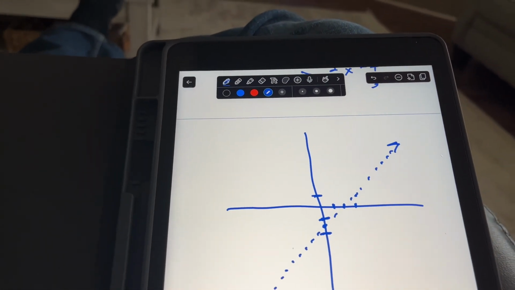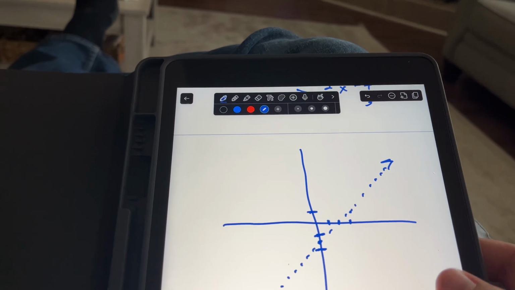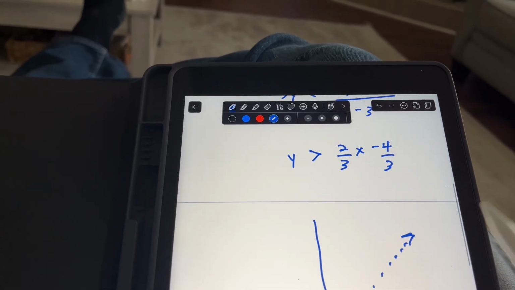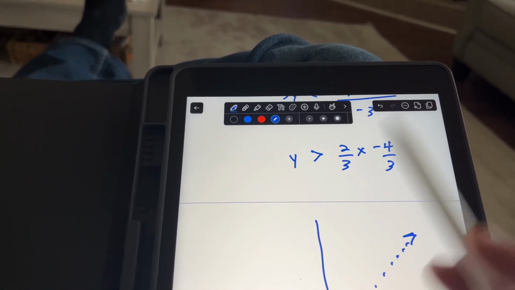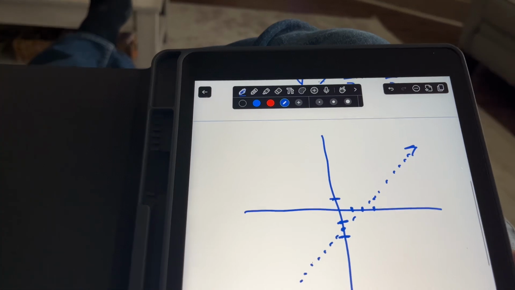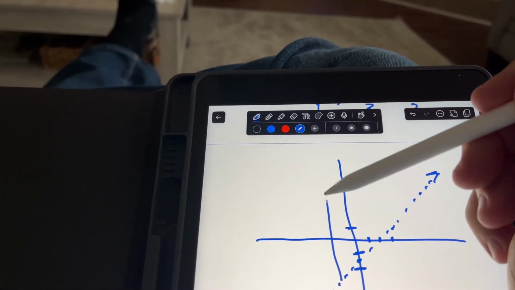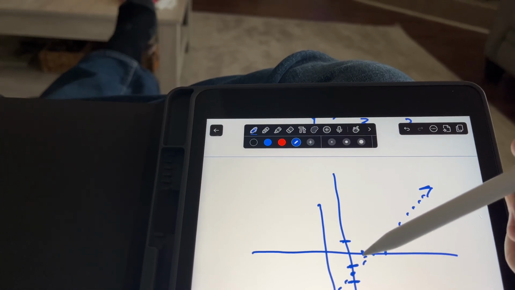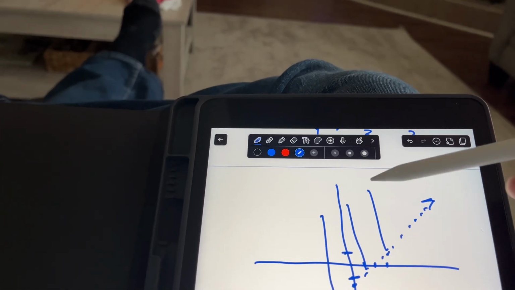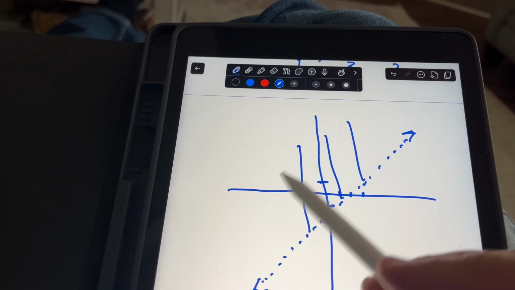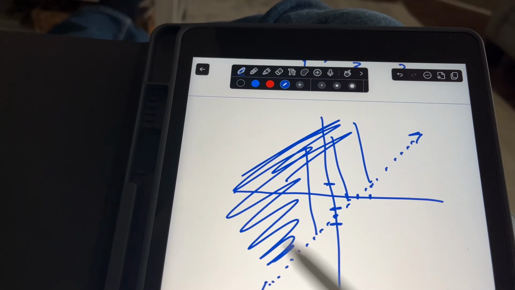Now I'm going to determine how I'm going to shade. Now there are a couple of ways to do that. One way is just to look at this. Since that says greater than, what I'm going to do is put my pencil on the line here and go up. Pencil on the line and go up. So what I know is that all the shading is going to be above this line here.